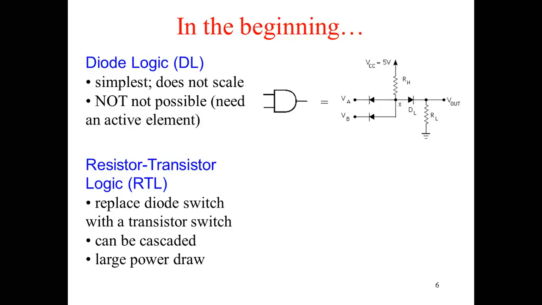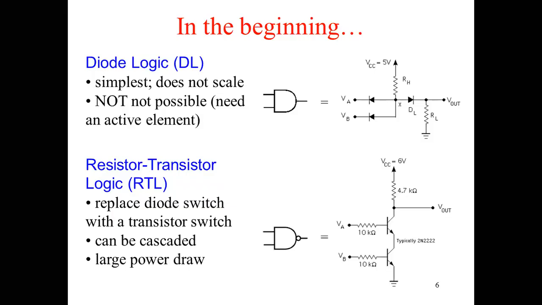In RTL, resistor transistor logic, the diode switch is replaced with a transistor switch, it can be cascaded, but large power is drawn. So the drawback is that it consumes more power. The basic gate of the RTL was the NOR gate, and this is the circuit, how it looks like. This much portion you have studied in transistor biasing. So typically when we cascade it with another transistor, it will be a 2-input gate.